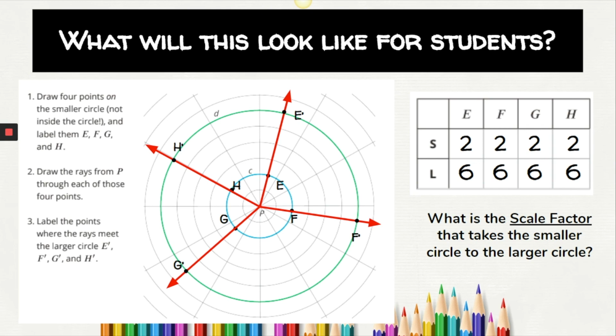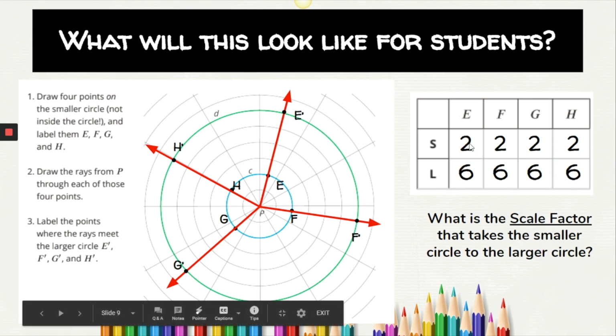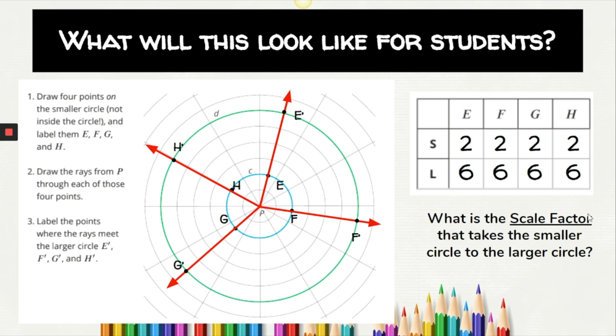The one thing that we want to discuss is scale factor for this. And so the question is, what is the scale factor that takes the smaller circle to the larger circle? And it's very easy to see by looking at the numbers here. And a scale factor is always multiplied, it's never added. So we want to know, what do you multiply the smaller figure by in order to get the larger? And of course, this image has a scale factor of 3.